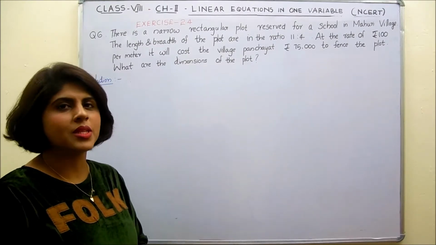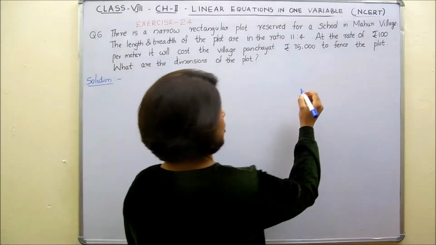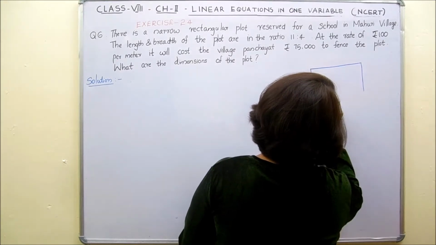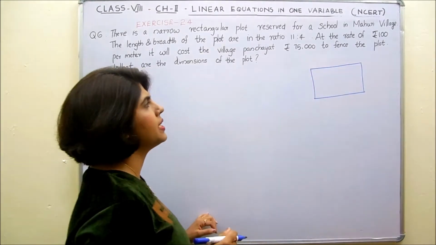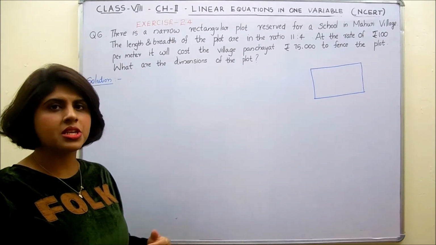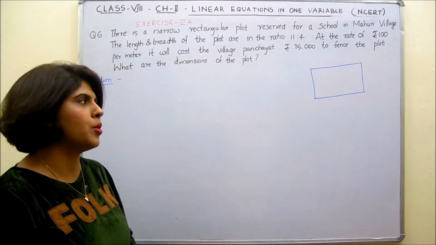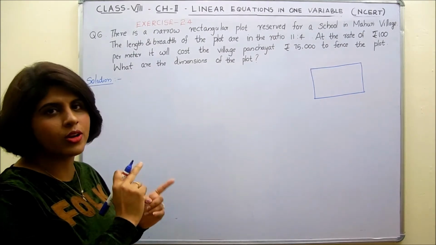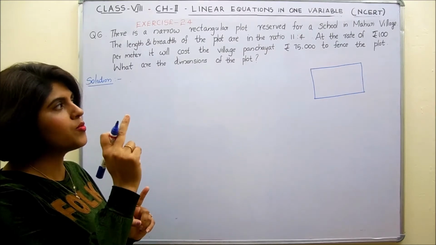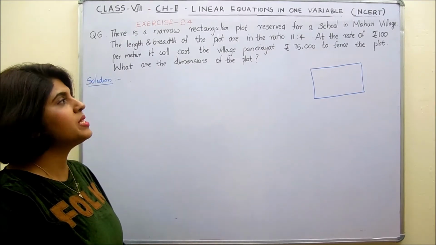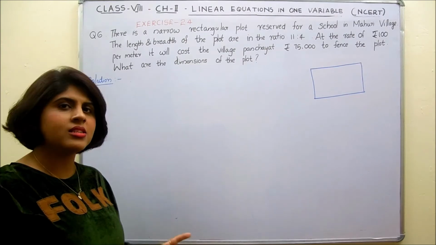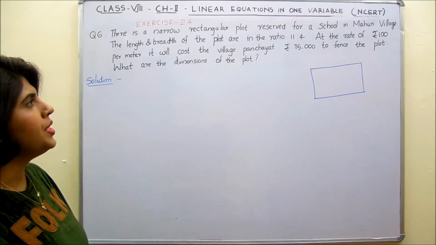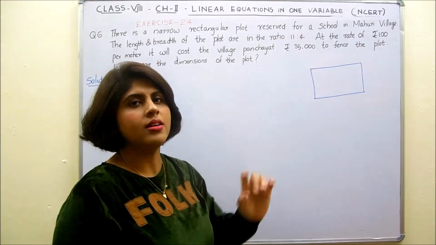So what do you understand from the question? There is a rectangular plot, and we have to find the dimensions of this plot. Dimensions means length and breadth of the plot. We have to fence this rectangular plot and the expenditure for fencing this plot is given as rupees 75,000. Means we have to find the perimeter of the plot. Here the ratio of the length and breadth are given.